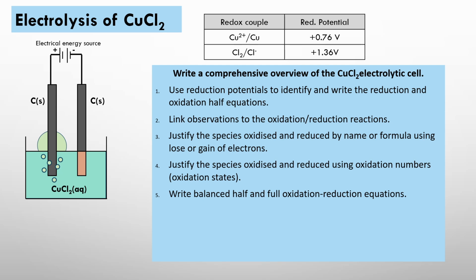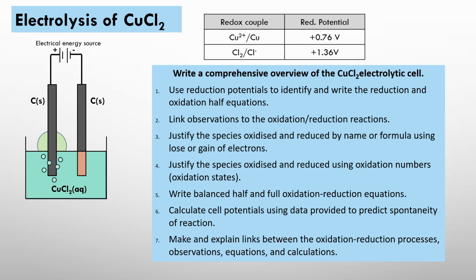Okay, we need to write a fully balanced half equation, a fully balanced equation, full oxidation reduction equations. We need to calculate the cell potential, so what voltage is needed to make this reaction happen, because this is electrolysis. It's going to need electricity and an electrical source, and we're going to explain, we're going to link all of these things together.